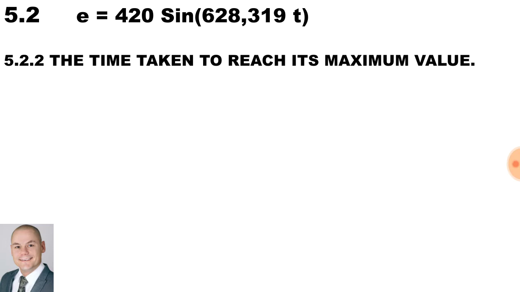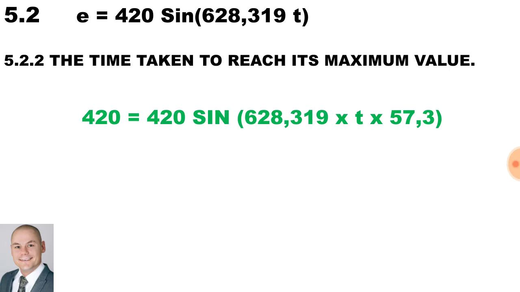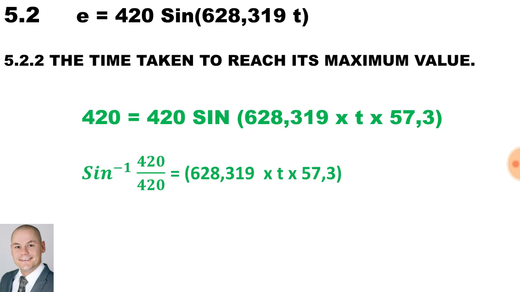Now, question 5.2.2, a very similar question. Calculate the time taken to reach its maximum value. So the question is, what is the maximum value? Well, if we look at the equation, we notice that the maximum value is 420 volts. Therefore, the instantaneous value and the maximum value will be the same. Once again, in order to manipulate the equation, we take sine across. It becomes sine to the minus 1 of 420 over 420. Once we've got that answer, we divide by the angular velocity and 57,3. And we end up with a time of 2,5 milliseconds.